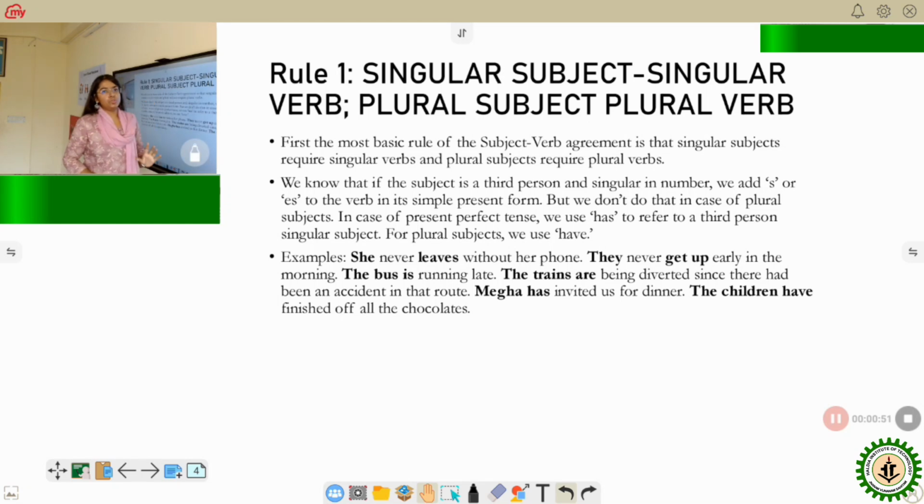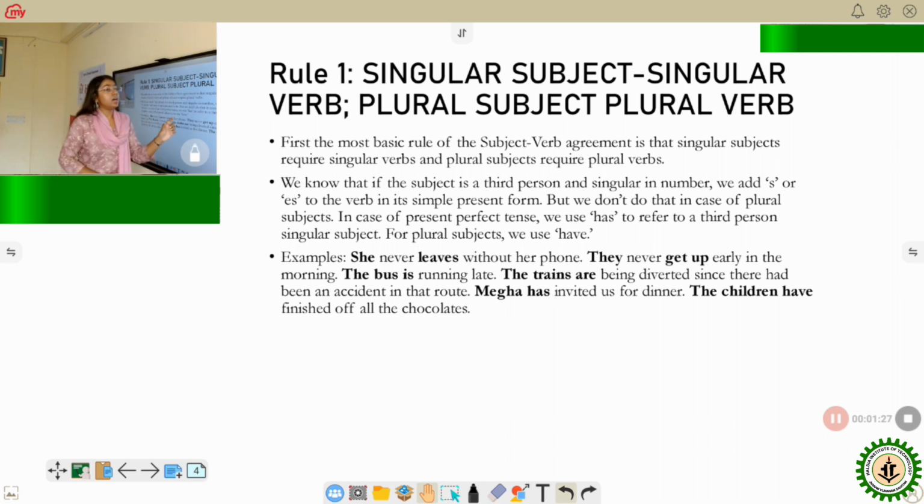The first and foremost rule, the most basic rule: singular subjects require singular verb, plural subjects require plural verb. We all know that in case of third person and singular form, we add s or es to the main verb of the sentence. And in case of present perfect tense, we use has in case of third person singular number. So, she never leaves without her phone. She is a singular subject. So, we add s with the main verb leave.